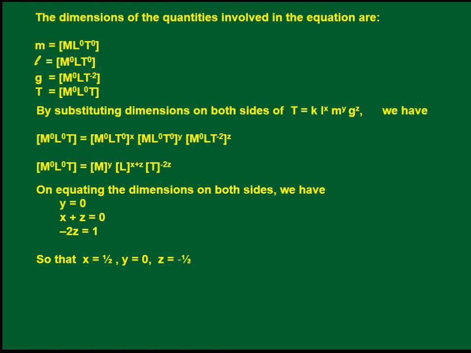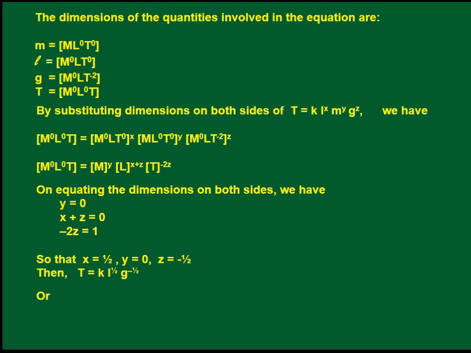So equating the powers, y is equal to 0, x plus z is equal to 0, and minus 2z is equal to 1. Solving, x equal to minus z, putting the value z is equal to minus half, we are getting x equal to plus half. So the formula takes the form T equal to k into L to the power half, g to the power minus half. That is T is equal to k into root over L upon g. K ultimately practically can be found out as 2 pi.